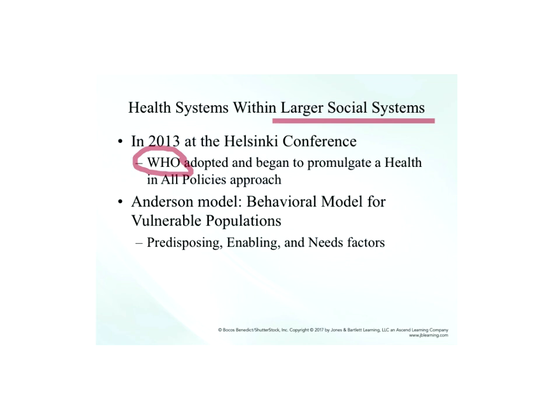A specific model that falls underneath some of these larger social systems is the Anderson model. This is looking at the behavioral model for vulnerable populations. This probably provides an in-depth analysis of the predisposing, enabling, and need factors for this type of model. So there is a lot of functionality, a lot of things going on within that system.